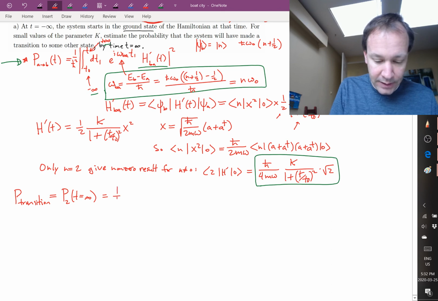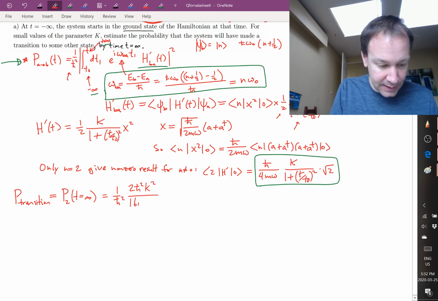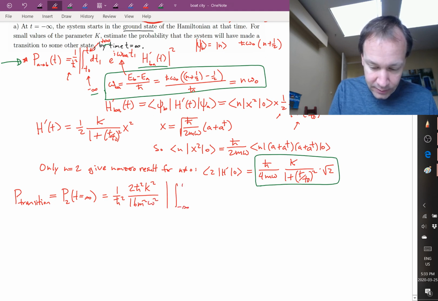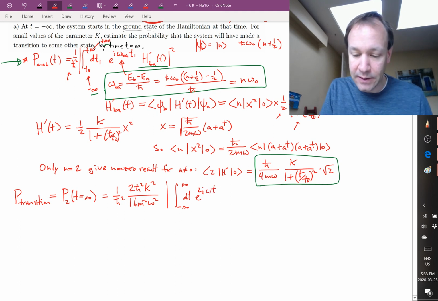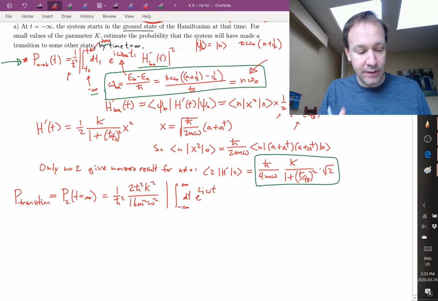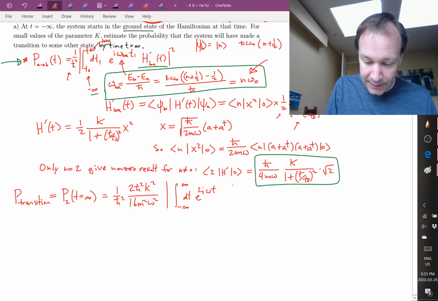And that's equal to 1 over h bar squared. So I'm just going to now plug everything in. So we get the 1 over h bar squared, and then we get some constants that are all squared. So 2h bar squared k squared over 16 m squared omega squared. And then we have our actual integral, minus infinity to infinity dt e to the 2i omega t. So we're setting n equals 2 here because it's only the state n equals 2 that we're making a transition to. And finally, we've got this function 1 plus t over t0 squared, and then all that is squared.